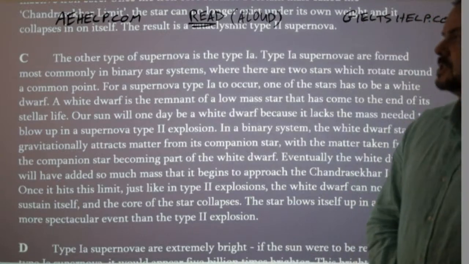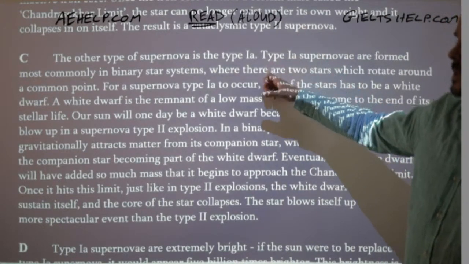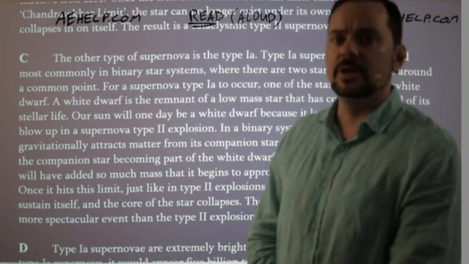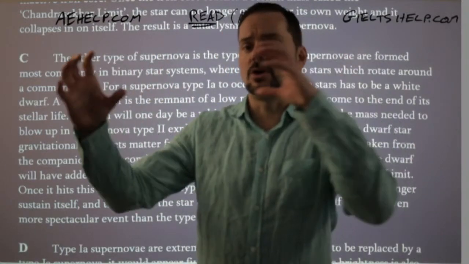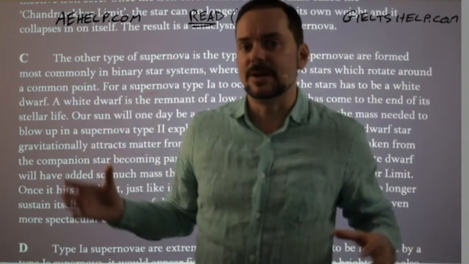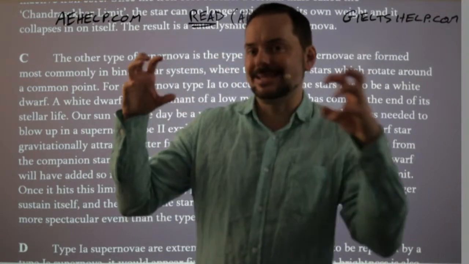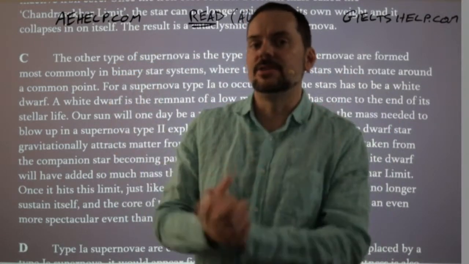So the first body paragraph was about type 2 supernovae. This is now about the type 1a. Okay, so again, you should visually see this. You should visually see the two stars that are spinning around and around a common point. And one of these stars is a white dwarf, so it's sucking the particles from the other star.